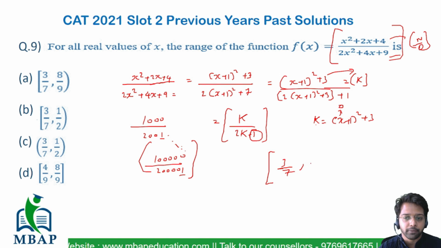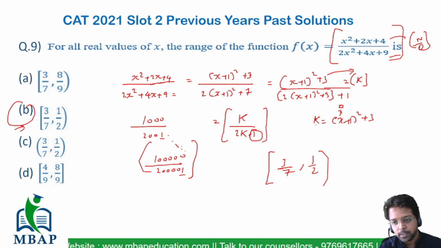So the range you can define is going to take a minimum value of 3 by 7 to a maximum value slightly less than 1 by 2, and hence the answer for the given question, I repeat, the answer you can mark will be option number B to be the final answer for this question.